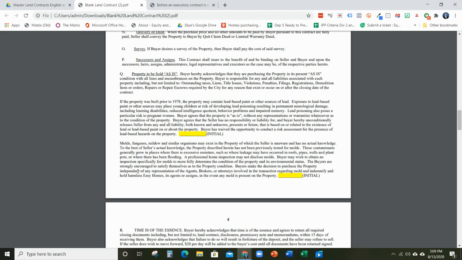The fifth initial is found in the second paragraph of clause Q. This clause explains that the home is as is and the buyer will need to be sure to handle any lead paint if it is found in the home. Please initial if you are in agreement. The sixth initial is located in the third paragraph of clause Q. This clause also explains that the home is sold as is, and the family will need to take care of any mold or mildew if it is found on the property. Please initial if you are in agreement.